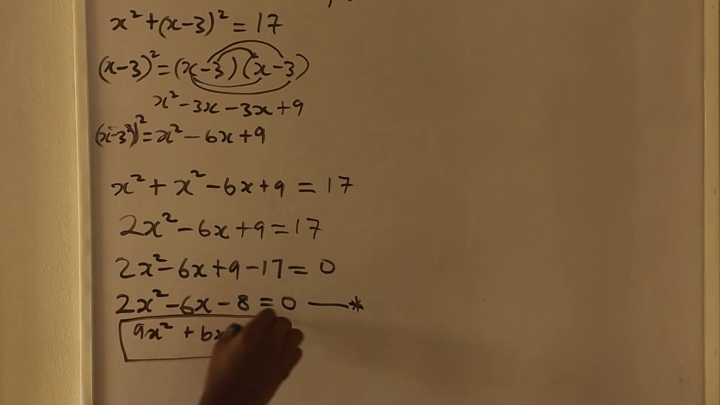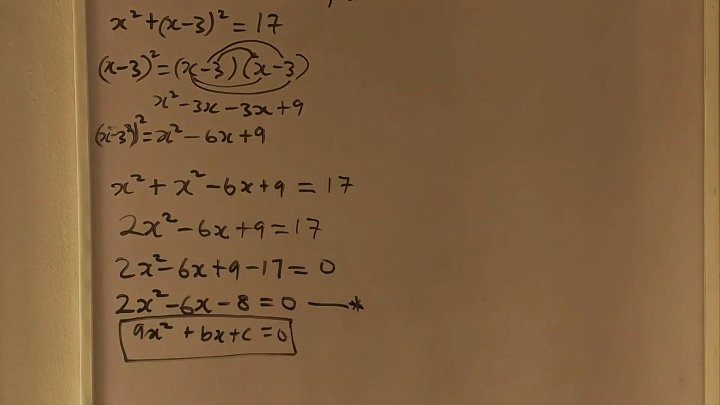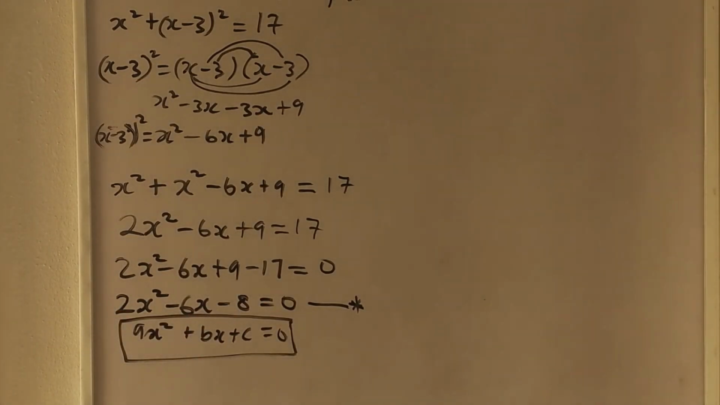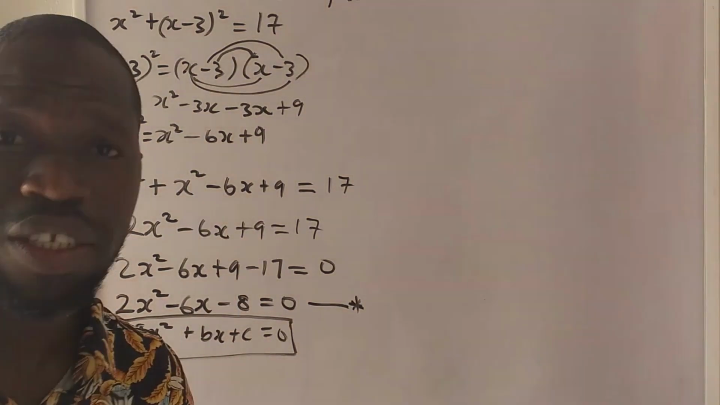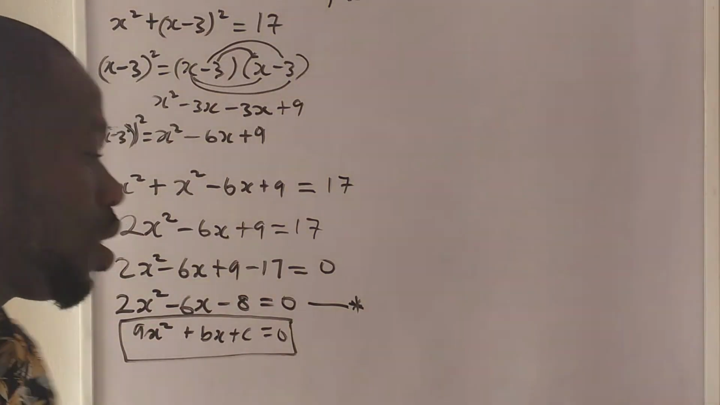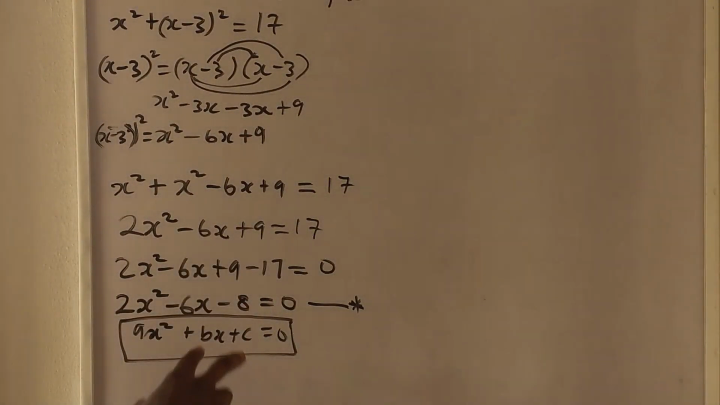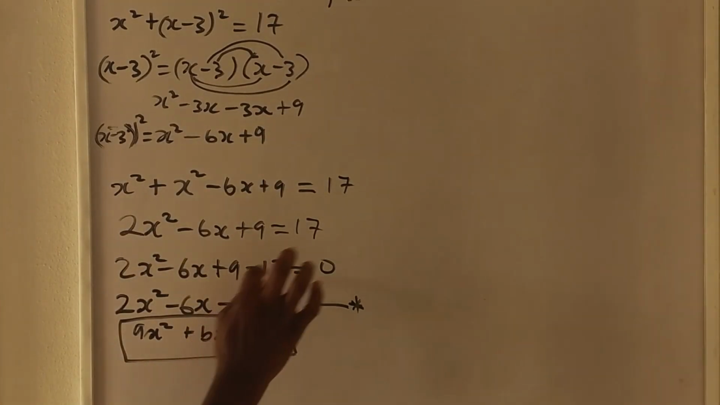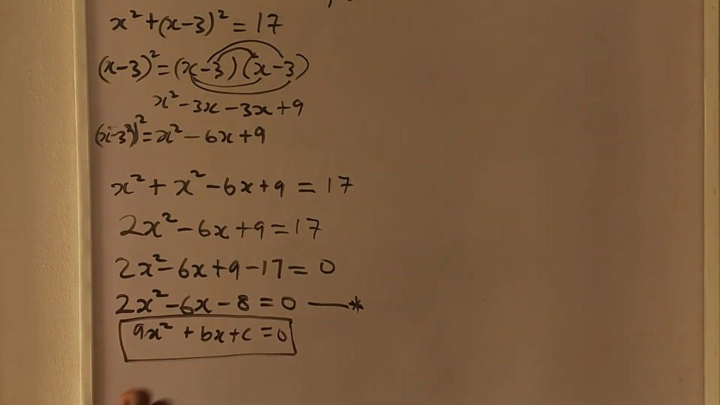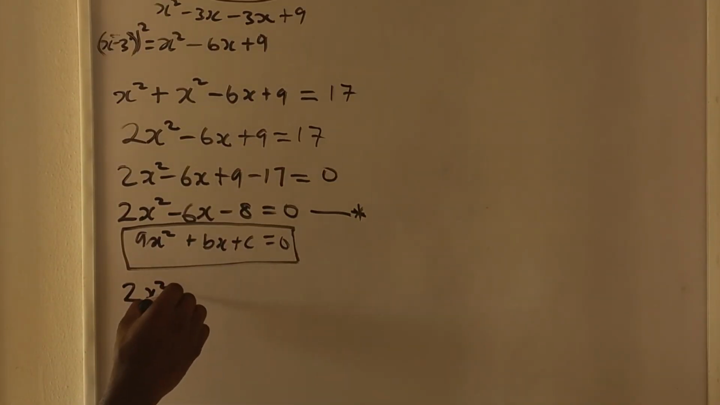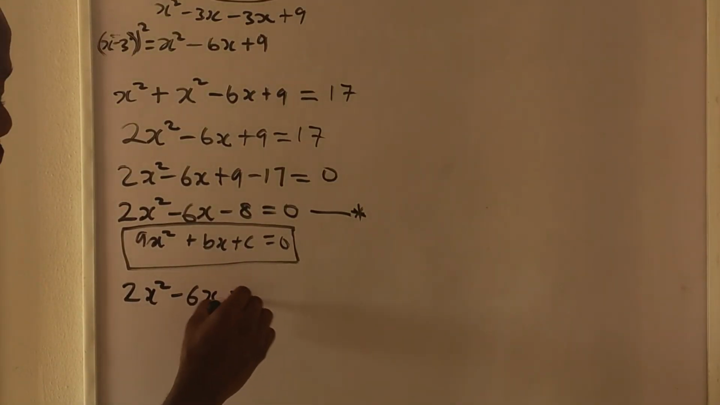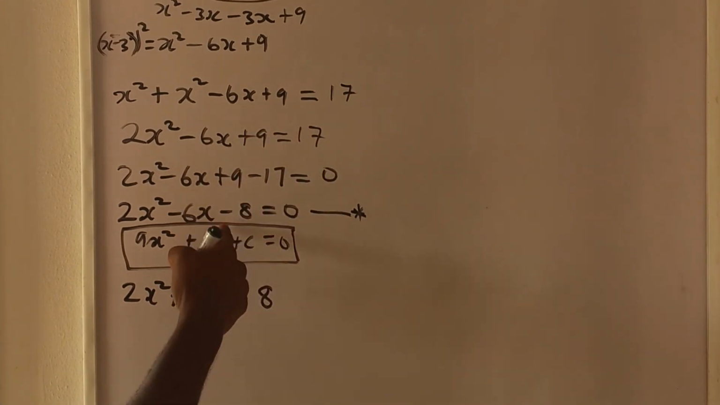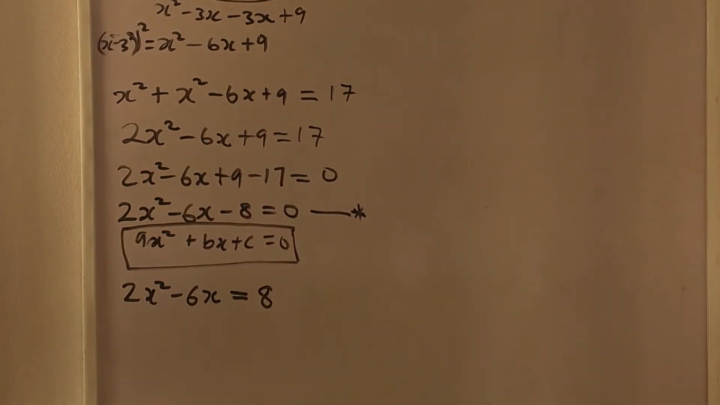All right. This is the general form of the quadratic equation. Now we're going to be solving for x using the completing the square method. In the completing the square method, the first step we're going to be taking is what? Make c the constant term. This constant term, which is minus 8, make it the subject of the formula by taking it to the other side of the equation. So you're going to be having 2x squared minus 6x is equal to 8. Remember, when you take minus 8 across the equation sign, it changes to plus 8. So that's your first step.